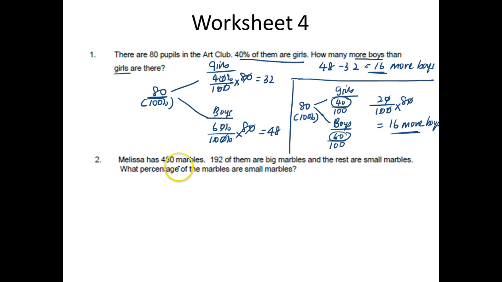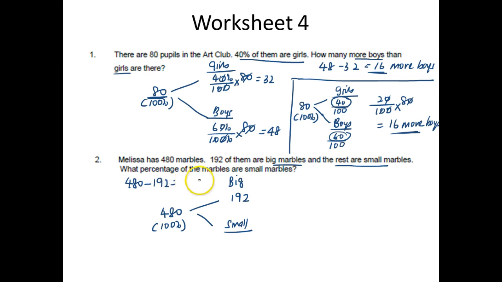Question 2. Melissa has 480 marbles. 192 of them are big marbles and the rest are small marbles. So I know this is the total number of marbles, which is 480, my 100%. And there are big and small. Big marbles 192. So my small marbles would be 480 minus 192, which is 288. What percentage of the marbles are small marbles?